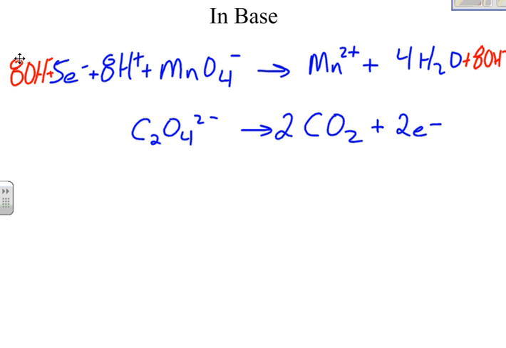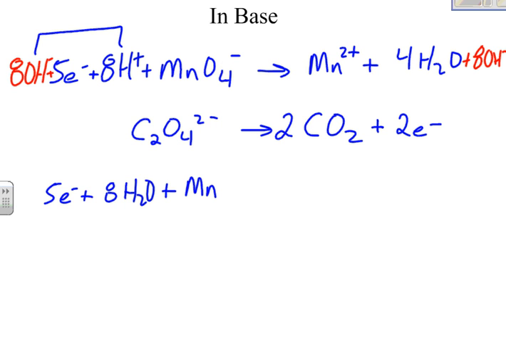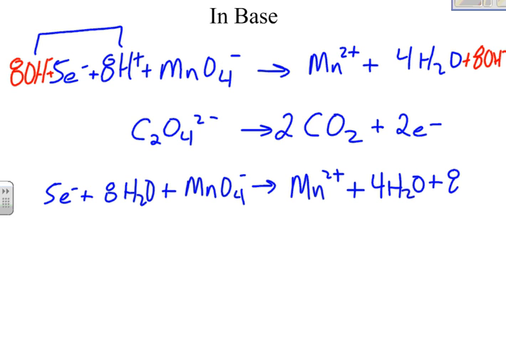Now, what you have happen here is those hydroxides and those hydrogens are going to basically combine to form water. So we still have our 5 electrons, but now over on this side we're going to have 8 water molecules instead. We still have our permanganate, and then over on the right we have our manganese ion, 4 waters, and now the 8 hydroxides that we added on.